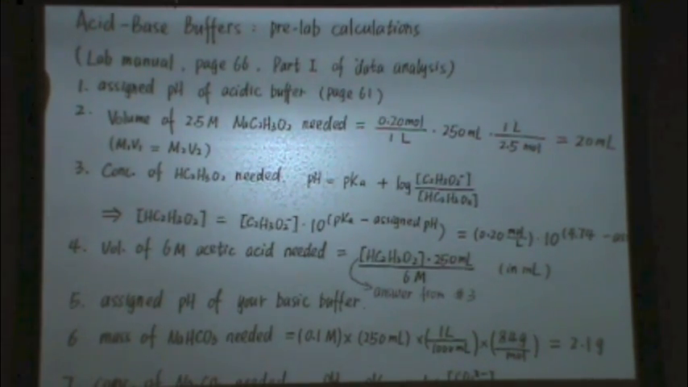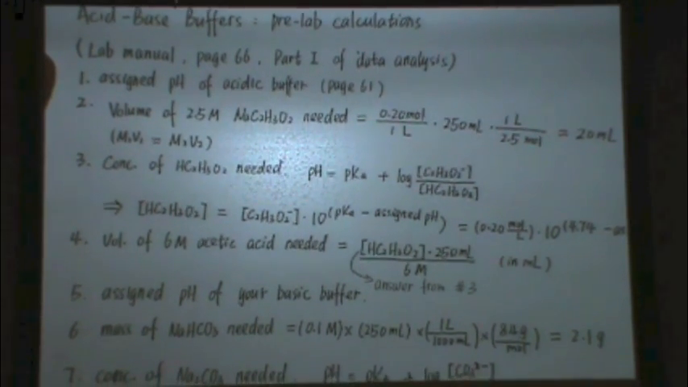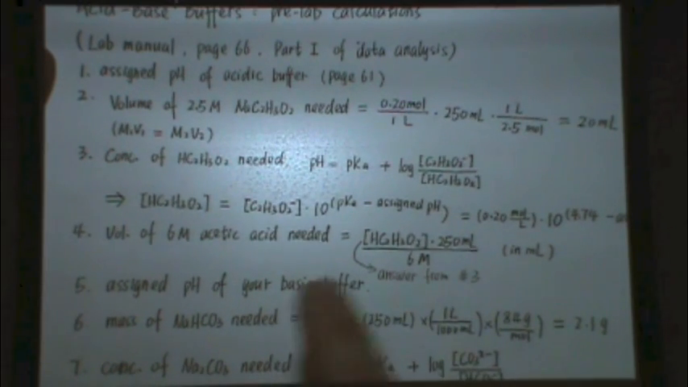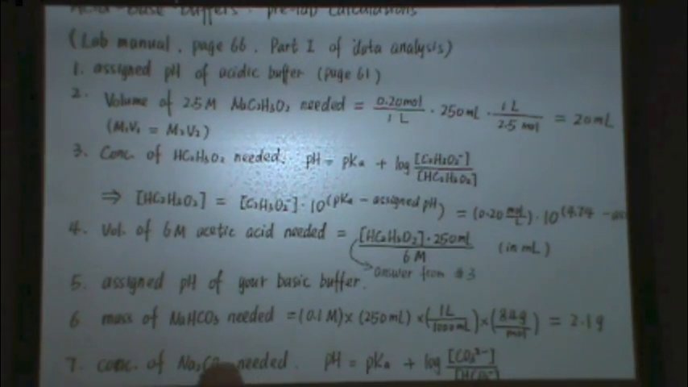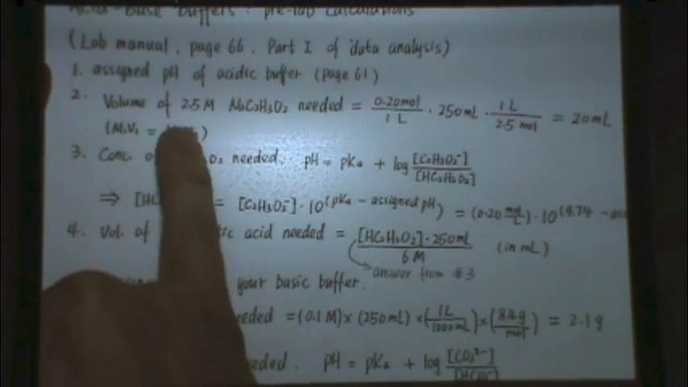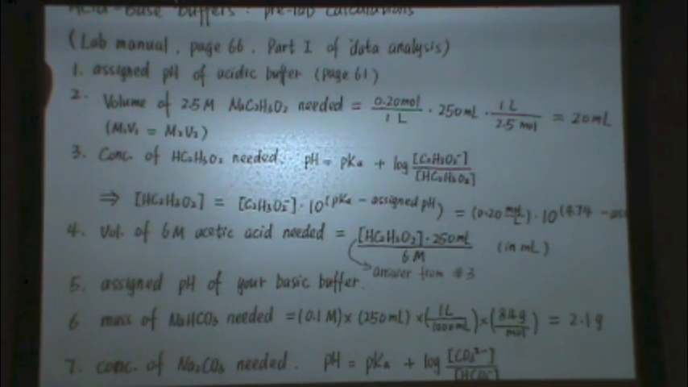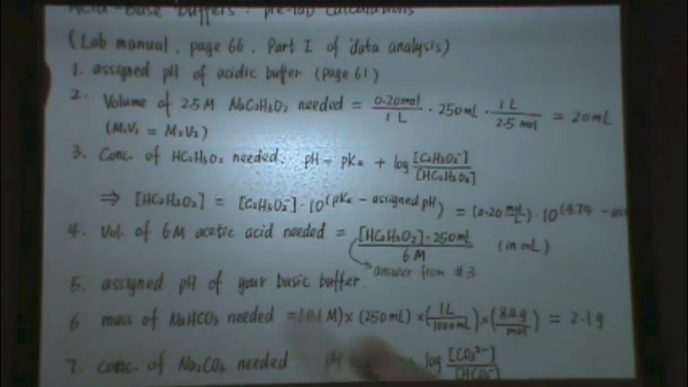Here's how this works. There's two parts. There's an acid buffer and a base buffer, and this is in your lab manual. And here's what you do first. First you're going to find the volume that you need of the 2.5 molar stock solution of the sodium acetate. You're going to use the dilution formula M1V1 equals M2V2 to do that.